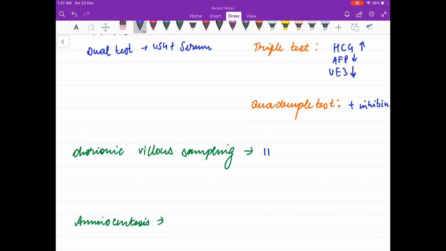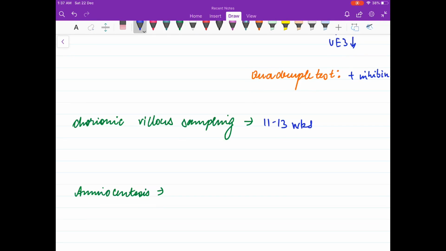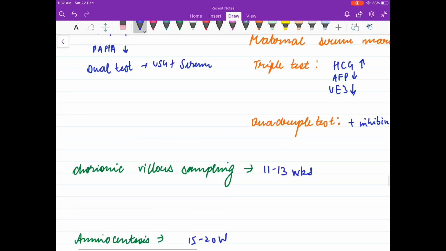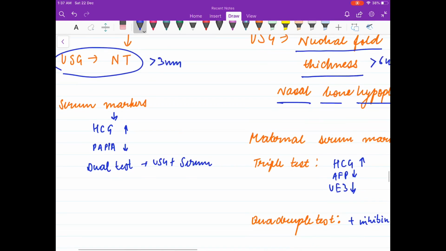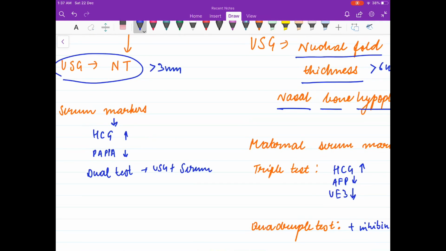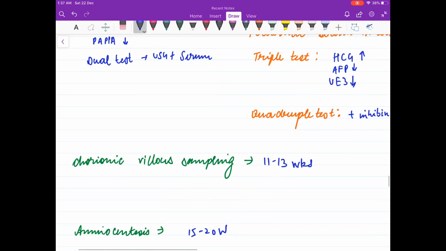Chorionic villus sampling best time to do is 11 to 13 weeks. And amniocentesis best time is 15 to 20 weeks. Also remember that the screening for Down syndrome is best done between 15 to 20 weeks in second trimester and 11 to 13 weeks in first trimester.